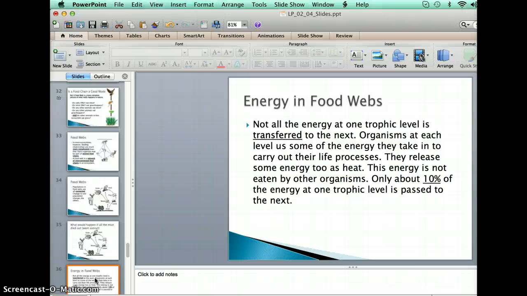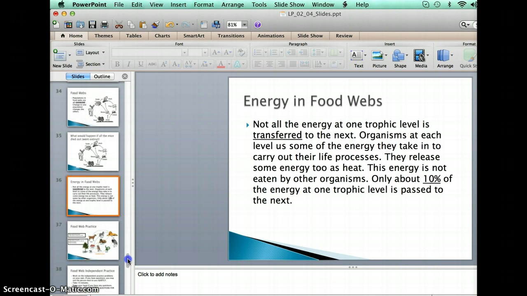So that means that organisms at the bottom, like producers, have the most energy. They're getting all their energy from the sun, they have the most energy. And organisms at the top of the food web have the least energy. That's going to be important for some of these questions.